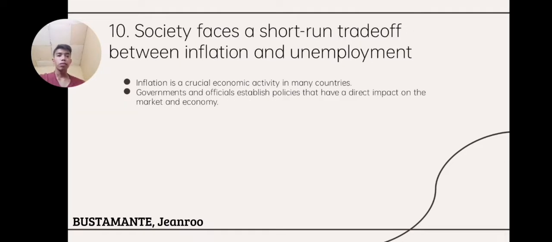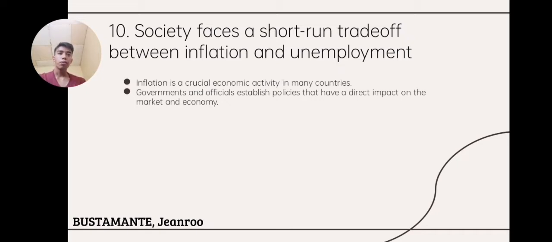The 10th and last principle is that society faces a short-run trade-off between inflation and unemployment. Another effect of more money in circulation is a decrease in the rate of unemployment. The Phillips curve is used by economists to trace the relationship between the two, which helps them understand market and business cycles. The Phillips curve is a mathematical formula that seeks to push inflation and unemployment in opposite directions.